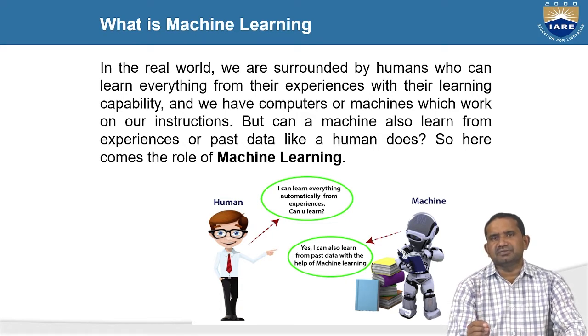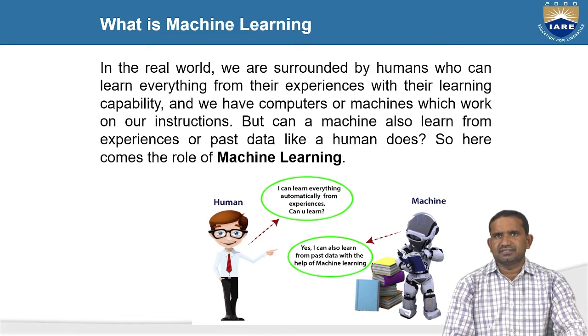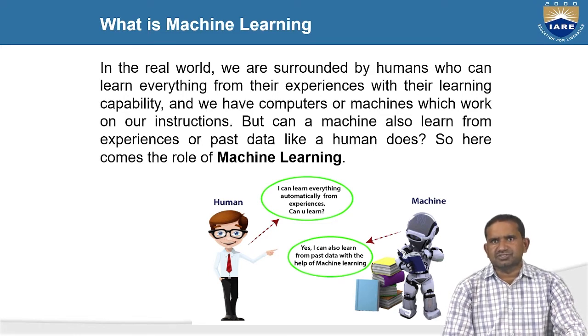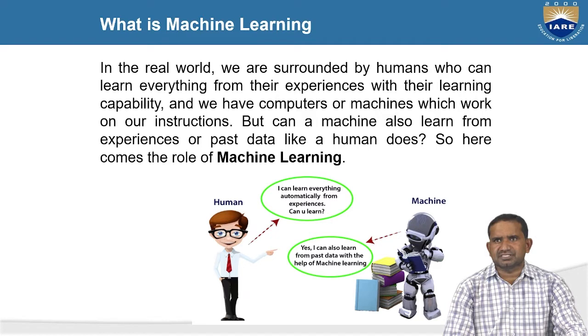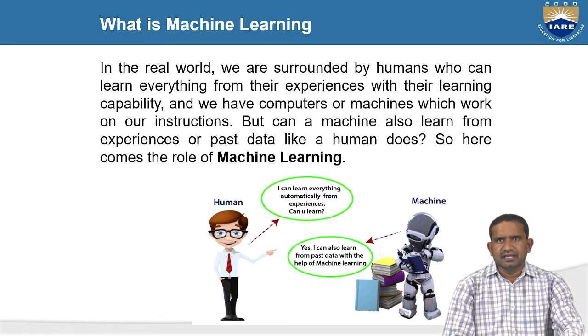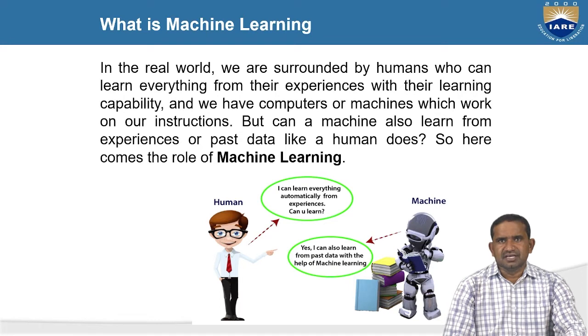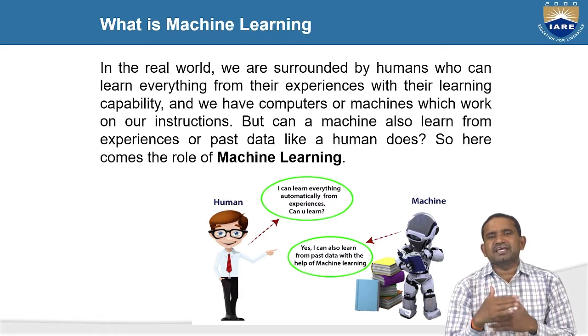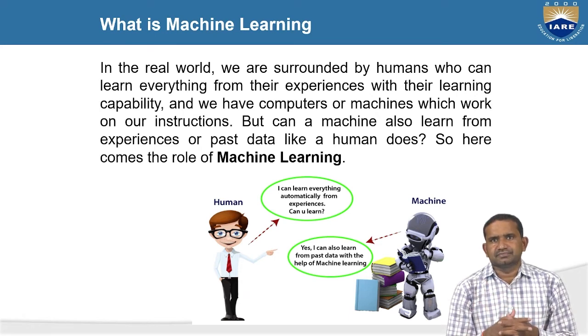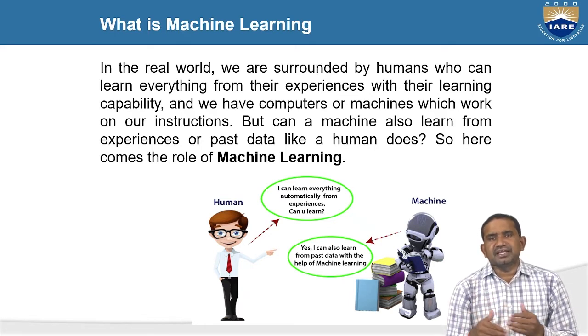So what is the meaning of machine learning according to experts? In the real world, we are surrounded by humans. We can learn everything from experiences with our learning capability. And we have computers, our machines, which work on our instructions. But a machine can also learn from experiences, as experiences are past data, like humans do. So here comes the role of machine learning. Human beings learn by performing some operations, doing some actions and gaining some experience, based on their learning capability.